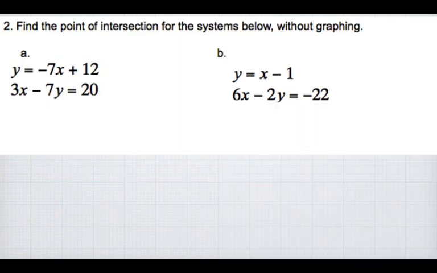So now we're going to do the same thing. We're trying to find the point of intersection for y equals x minus 1 and 6x minus 2y equals -22. I'm going to do this by graphing first, even though this says without graphing, to see where that point of intersection is, and then we're going to do the substitution method again, because I see that I have the value of y in one of my equations. So let's graph this first.